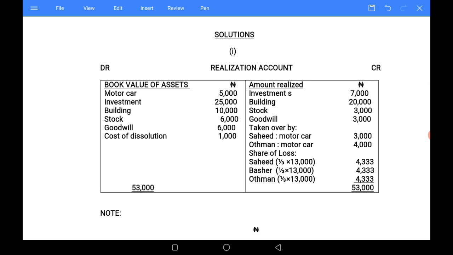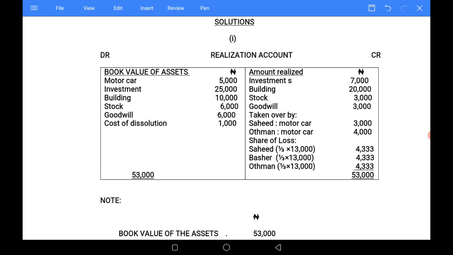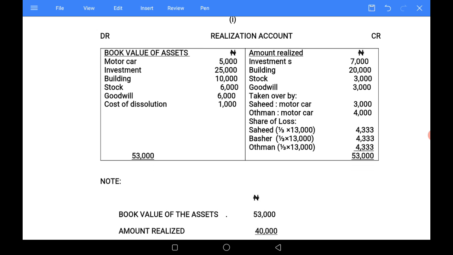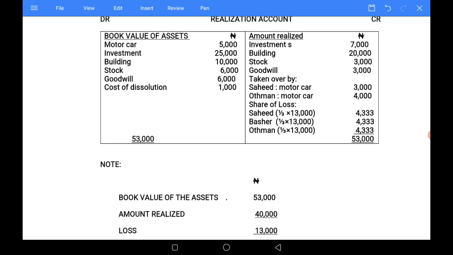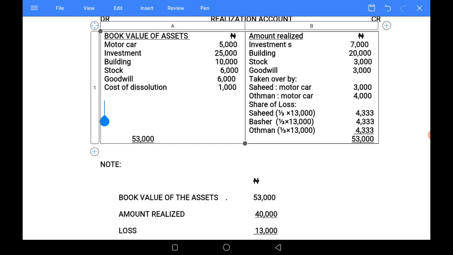Amounts realized from the dissolution of the business: investment realized 7,000 naira, building realized 20,000 naira, 3,000 naira was realized from stock, while goodwill realized 3,000 naira. Now, comparing the total of the book value side to that of the amount realized, there are properties taken over by the partners. As can be seen, Saeed took over a motor car for 3,000 naira, and Othman took over a motor car for 4,000 naira. So with the amount realized in cash and the one taken over, the total of the amount realized was 40,000 naira.